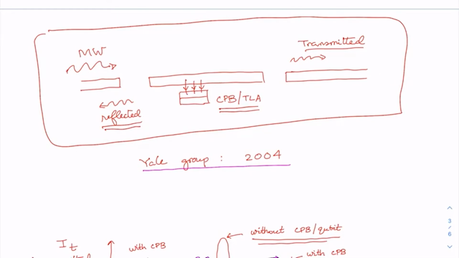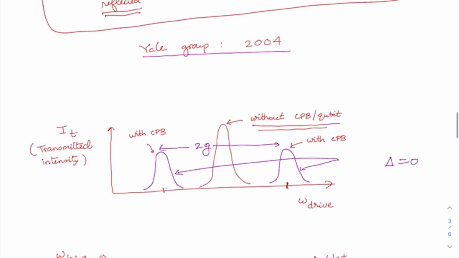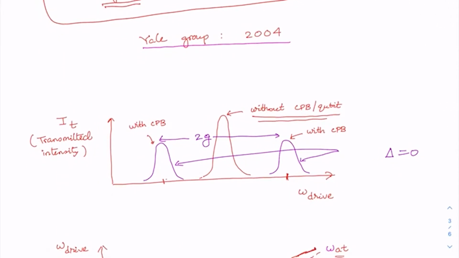They measure the intensity as well as the frequency of this transmitted wave. What they observe is that when there is no Cooper pair box, the system is detuned in such a way that the effect of the Cooper pair box is not there. Then they observe only one peak here, as you can see.